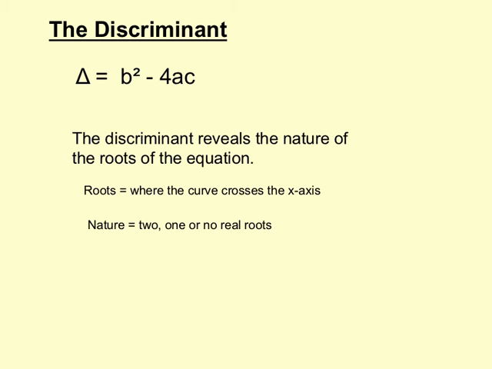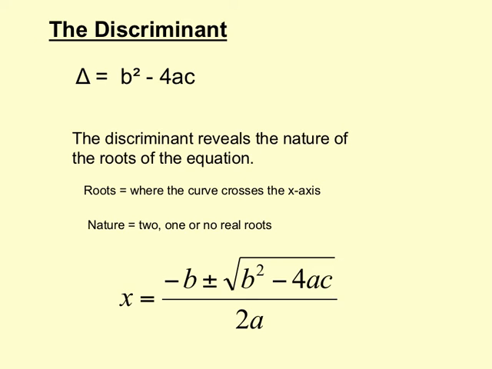From what I've just shown you, we can also talk about the discriminant. Discriminant is b squared minus 4ac. This little triangle symbol here is the Greek letter capital delta. So D for delta, D for discriminant. And it tells you about the nature of the roots of the equation. So roots, zeros, solutions, x-intercepts. Nature means are there 2, 1 or 0 real roots.